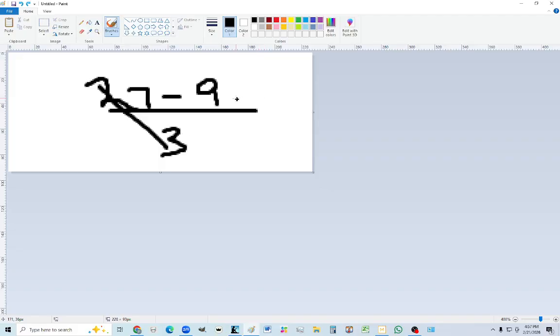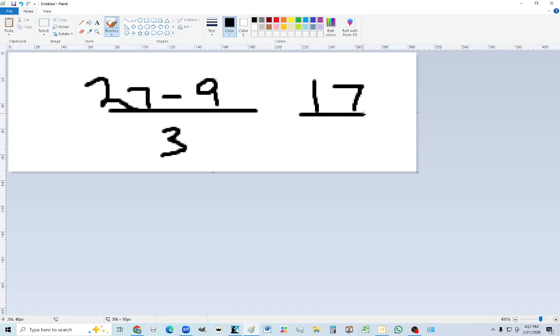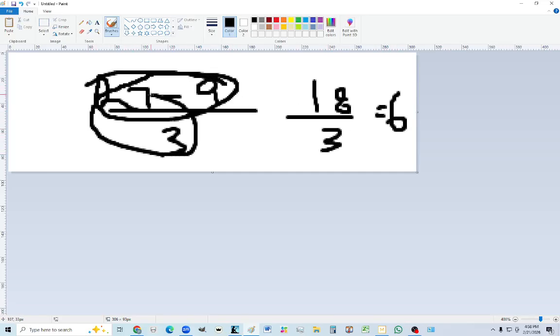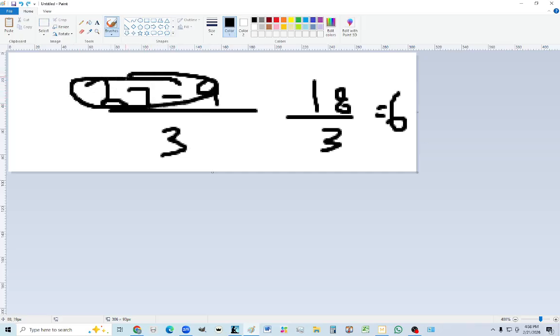This is easily proven if I just do the subtraction. 27 minus 9 is 17. Is it 17? 10, 17, no, 18. And 18 divided by 3 is 6. Yes, you'd say that's easier, but got to keep in mind that that's only because these were subtractable and divisible.